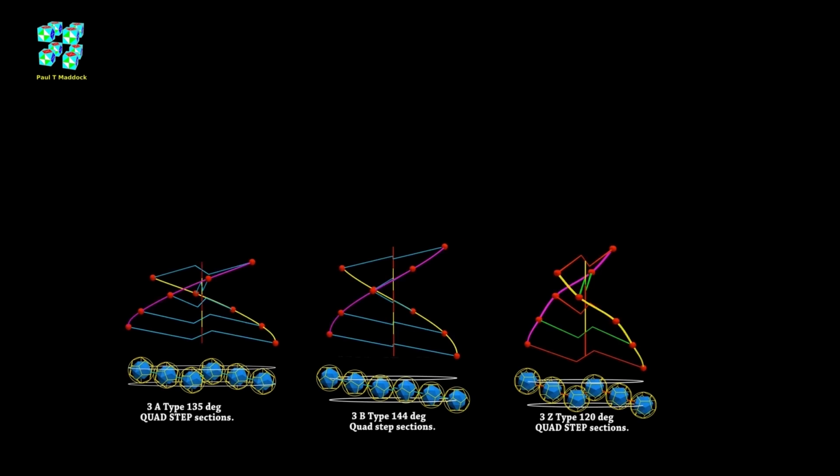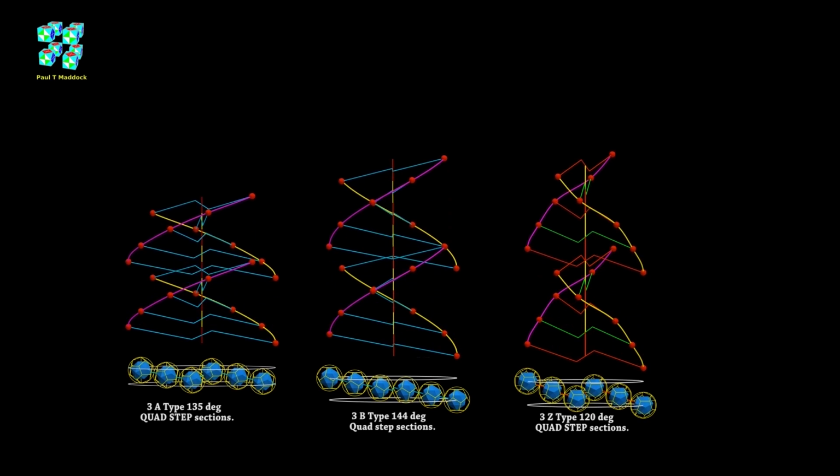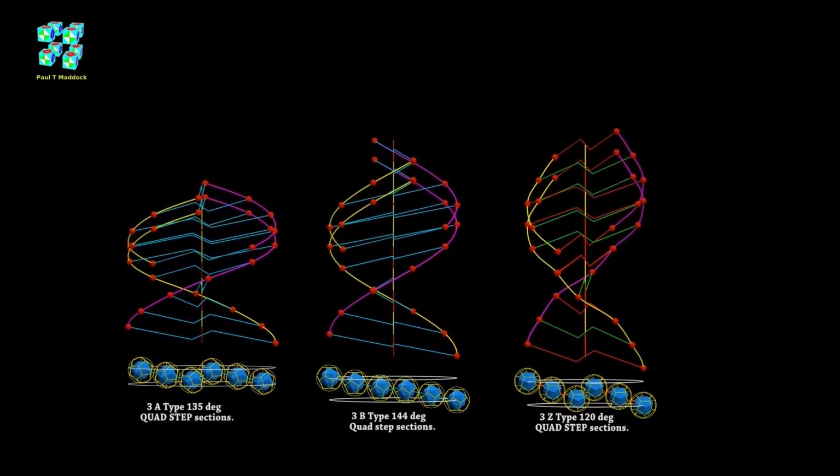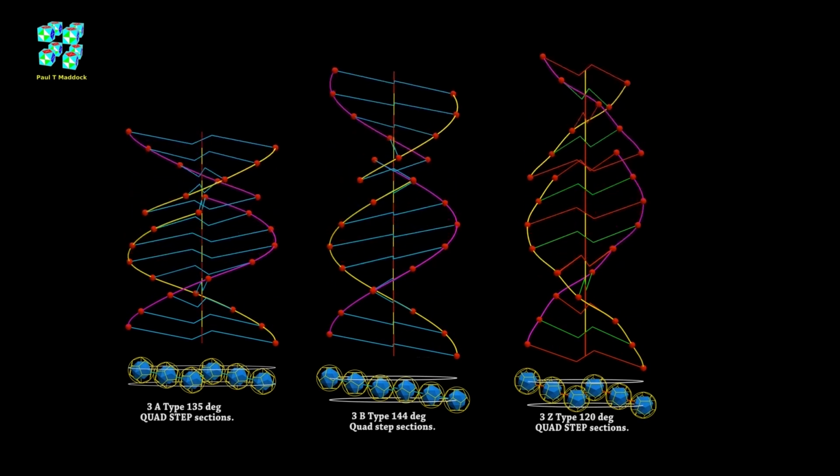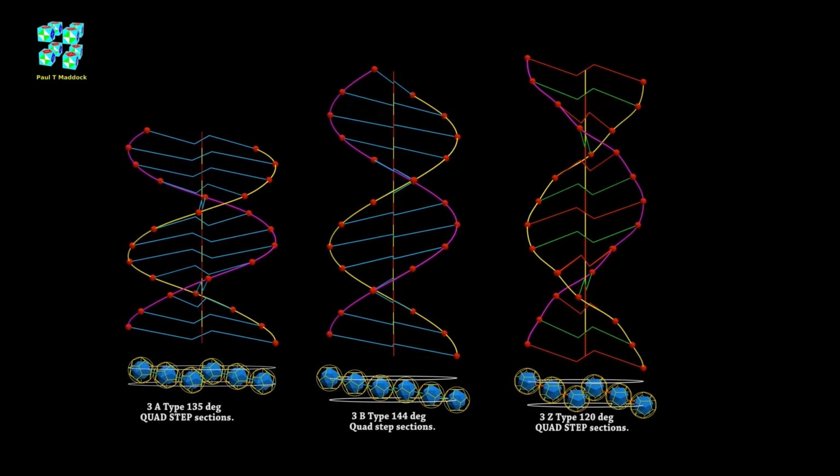Now in front I show 3 types of DNA, and they're all in sections of 5. Now these sections of 5 can be rotated and linked together to make a longer DNA section. Now this system of 5, which I call Quad Step, can produce a phenomena of 3-dimensional order.